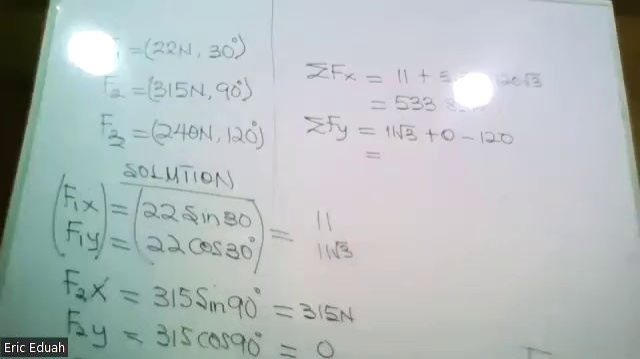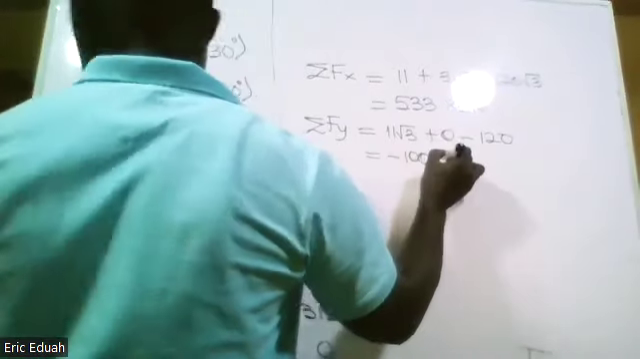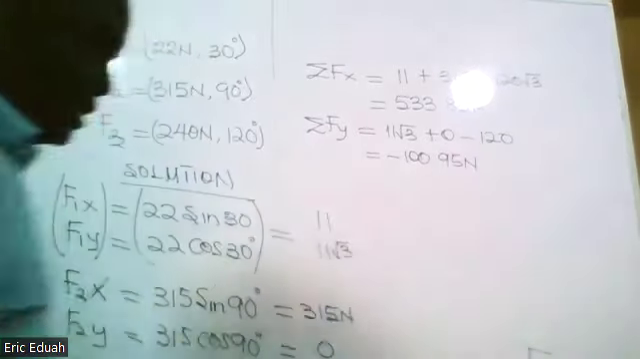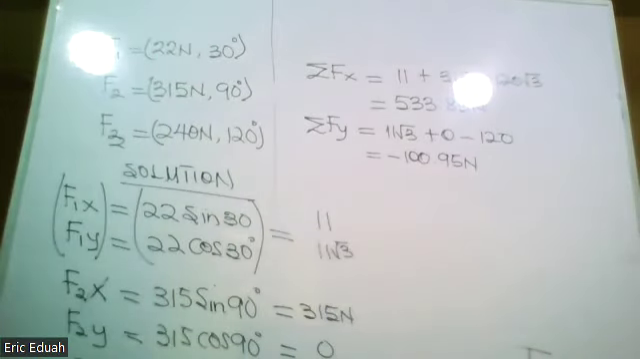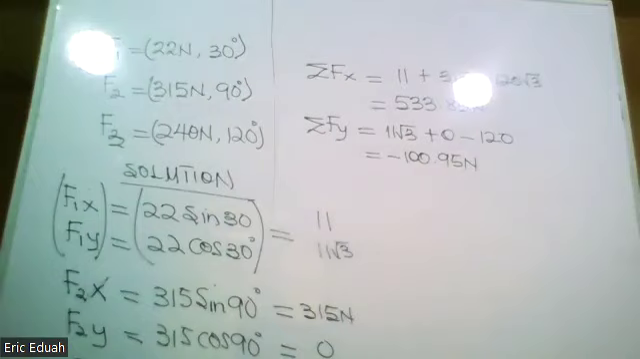Yes, Colette and co. Minus, you said -100.95 Newton. So we want the resultant. Now, because you also need the direction, you must draw.